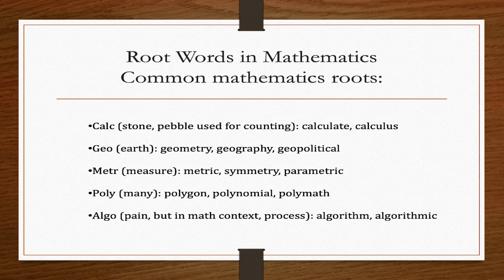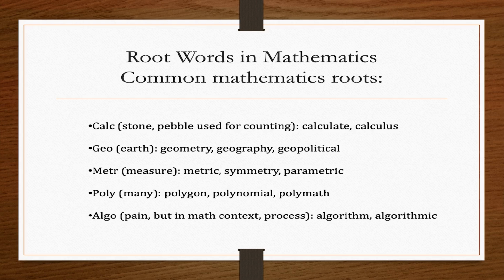So let's very quickly see what's here on the screen. Calc: stone, pebble, used for counting. Calculate and calculus are the words that have come from this root. Geo: earth. Geometry, geography, geopolitical. The geopolitical scenario surrounding India, the geopolitics of the region. Geo is related to earth.